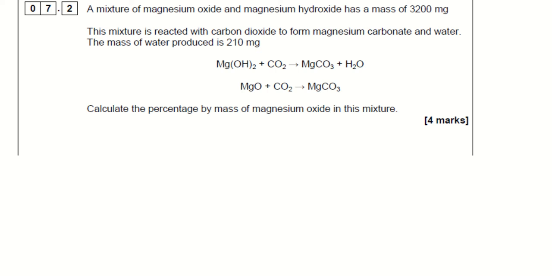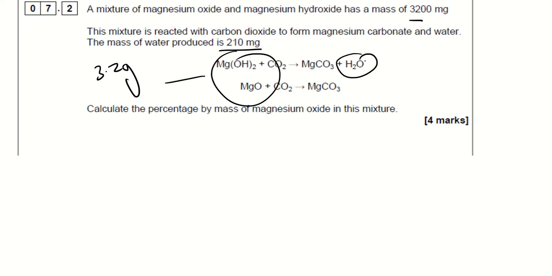Right, let's have a look. A mixture of magnesium oxide and hydroxide had a total mass, so both of those things together had a total mass of 3.2 grams. I'm just changing it from milligrams into grams. When they reacted, they made 210 milligrams of water. That's 0.21 grams of water.